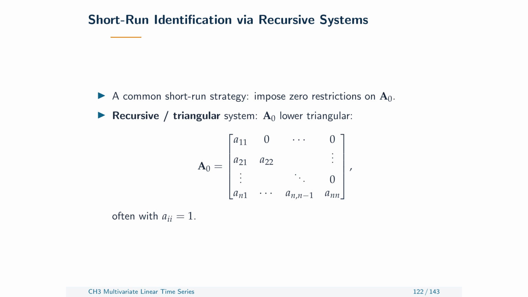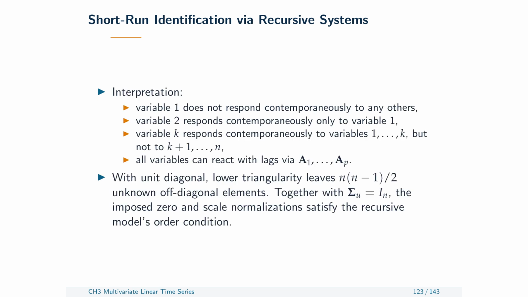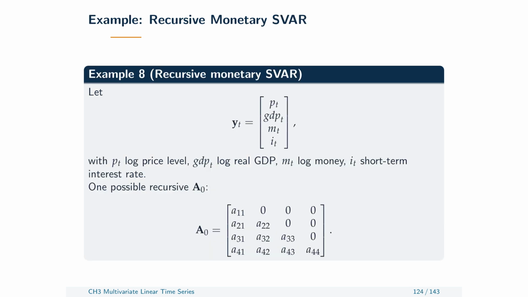A common short-run strategy is recursive identification. We impose a triangular contemporaneous structure. The first ordered variable does not react within the period to the others. The second can react to the first but not later variables. Each subsequent variable can react immediately only to variables placed before it. With unit diagonal normalization, the recursive zero restrictions provide the required number of restrictions.